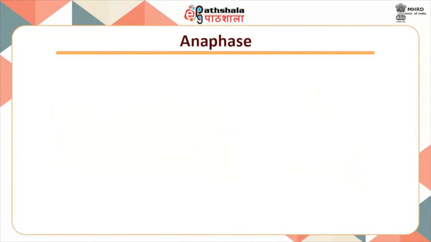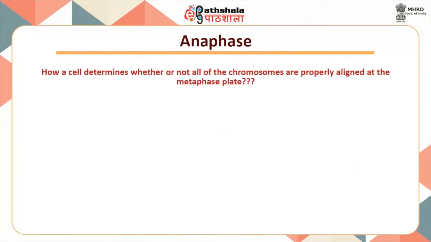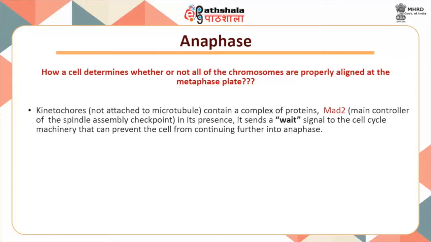Now, the question is how a cell determines whether or not all chromosomes are properly aligned at the metaphase plate. Basically, the presence of MAD2, which is a main controller of the spindle assembly checkpoint, at those kinetochores which are not attached to microtubules sends a wait signal to the cell cycle machinery that arrests the cell cycle before anaphase.